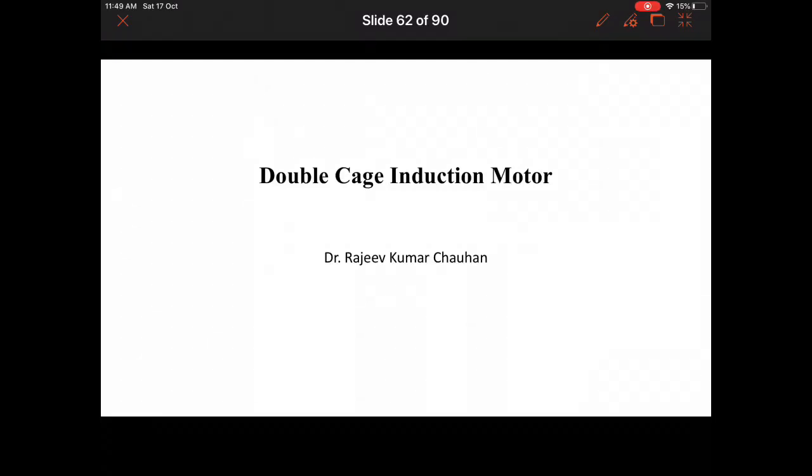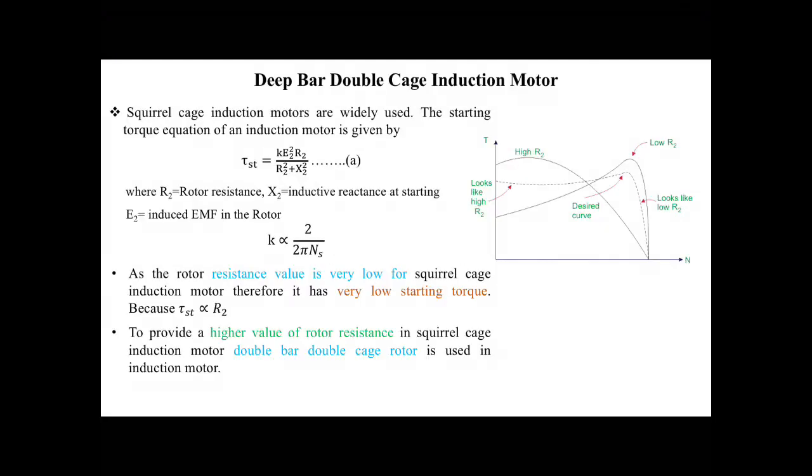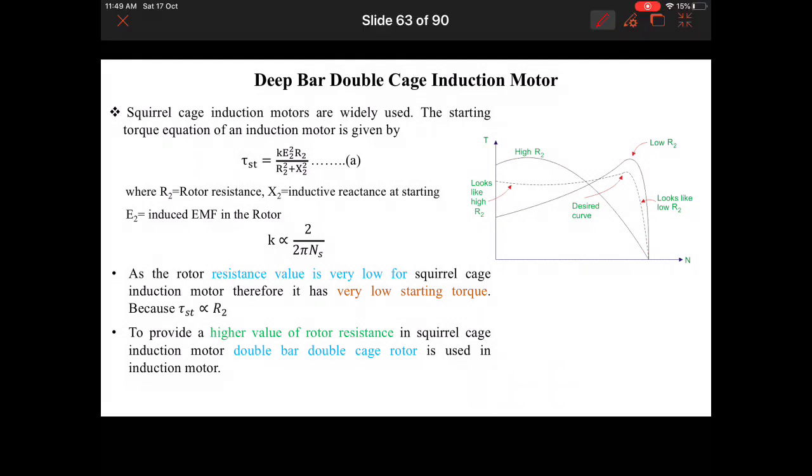Double cage induction motor. Squirrel cage induction motors are widely used. The starting torque equation of an induction motor can be given by tau_st equals K E2 squared R2 divided by R2 squared plus X2 squared, where R2 is the rotor resistance, X2 is the inductive reactance at starting, and E2 is the induced EMF in the rotor, where K is proportional to 3 by 2 pi ns, where ns is the synchronous speed.